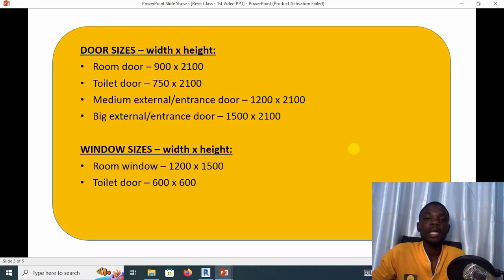millimeters. Right? Now, this height, you can see that the height is constant all through. The reason is simply because the standard floor height is 3 meters or 3000 millimeters. So, if your door is 2100 millimeters, it means you are going to have 900 millimeters from the top of your door to your slab or to your roof, as the case may be. Right? So 2100 is the standard height of all doors. However, the width can be varied as the case may be.